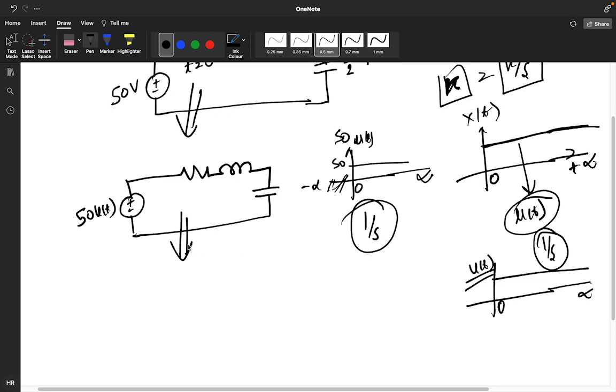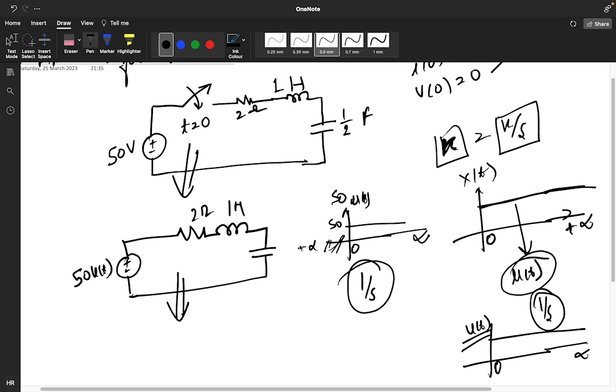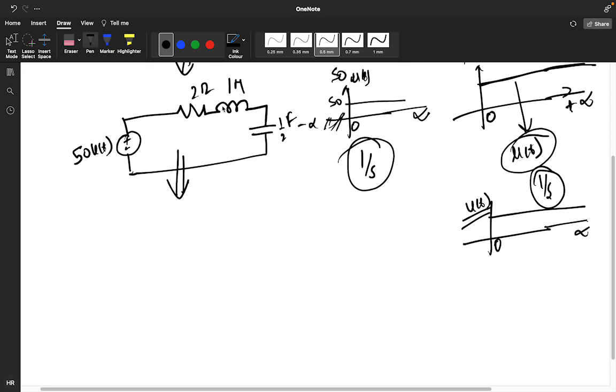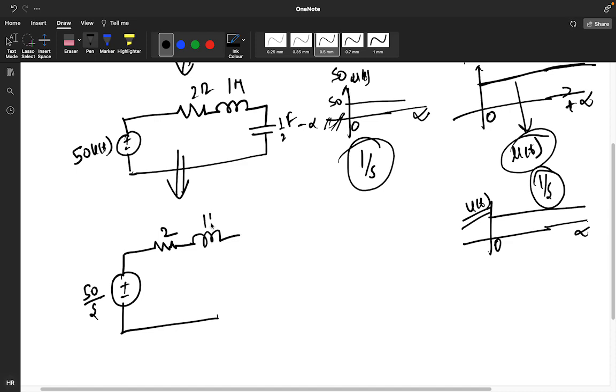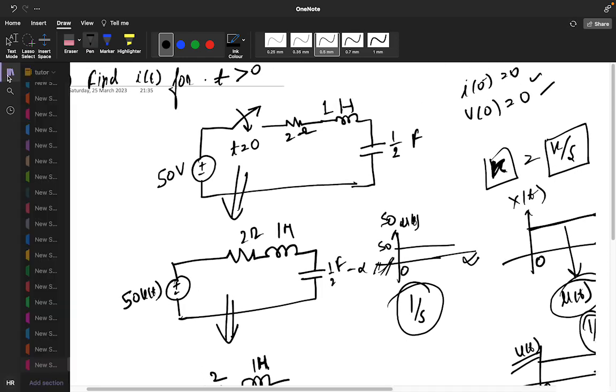So if we convert this particular circuit into the Laplace domain, this is your 2 ohm, this is 1 Henry and this is 1 by 2 farad. You will get 50 by s as the source. This will be 2, and this is 1 Henry.